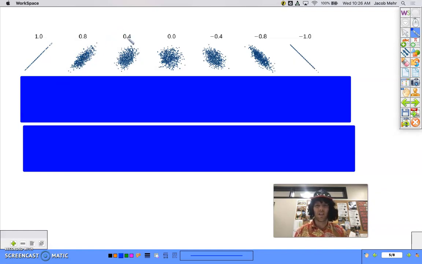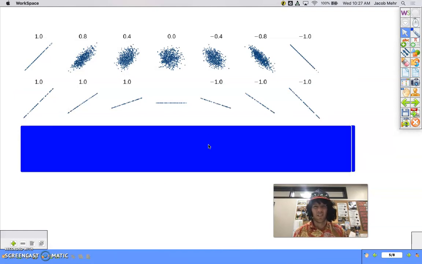Here is R equal to 0.4. I think, again, this is trending upward slightly, but not as strongly correlated as the 0.8. And then here would be -0.4, and here would be -0.8. Okay, let's look at some more examples.